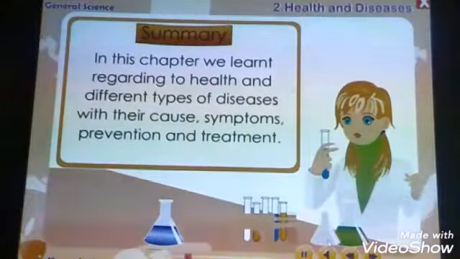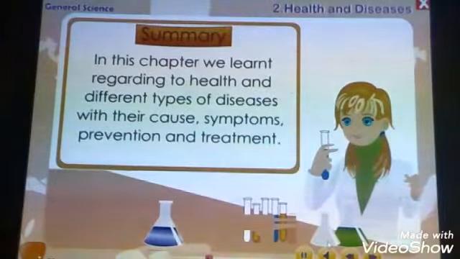Summary. In this chapter, we learned regarding health and different types of diseases with their cause, symptoms, prevention and treatment.